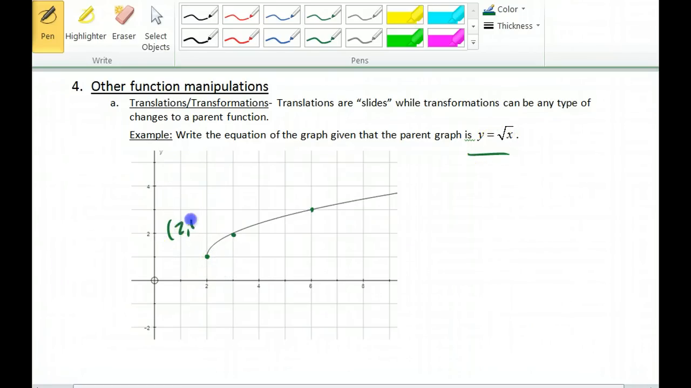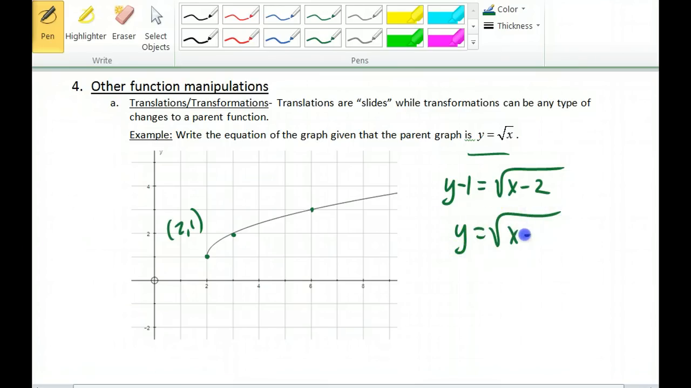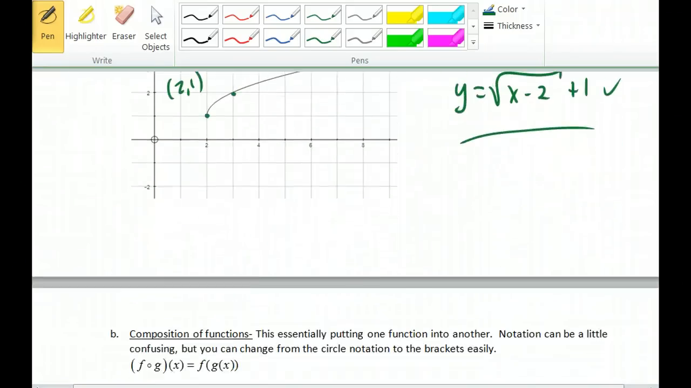So this would be 2, 1. So putting that in here, I can go y minus 1 is equal to, my change on my x would be x minus 2. If I put this all on one side, square root of x minus 2, and then I can go the plus 1 out here because everything shifted up 1. Either way you can use to write these. It's what value of y makes this 0? Oh, 1. What value of x makes this 0? Oh, 2. Nice, works out. You should know that.